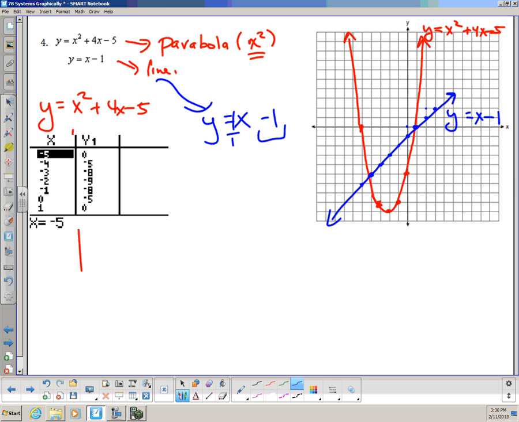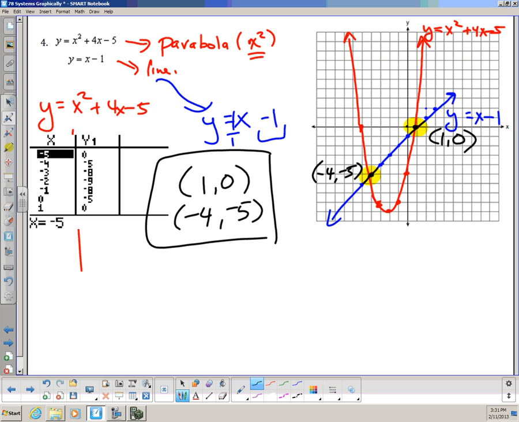And now you'll see, it's interesting, the line and the parabola meet at 2 points. They meet here at 1, 0, and here, so they meet actually at 2 points. One of the points is 1, 0, and the other point is negative 4, negative 5. So there are actually 2 points that make the equations, both of them, true. And the points are 1, 0, and negative 4, negative 5, and those are the solutions. And the rest of these, now that you have the idea, you should be able to do.